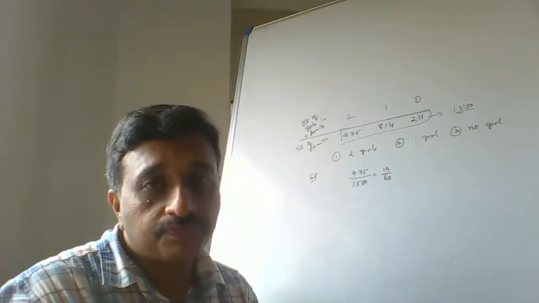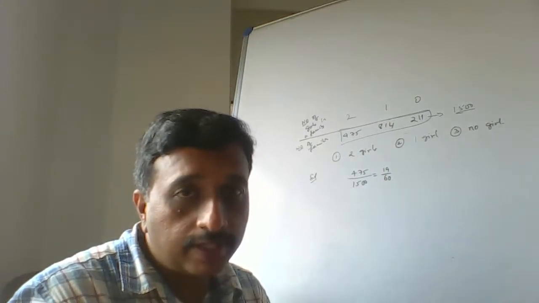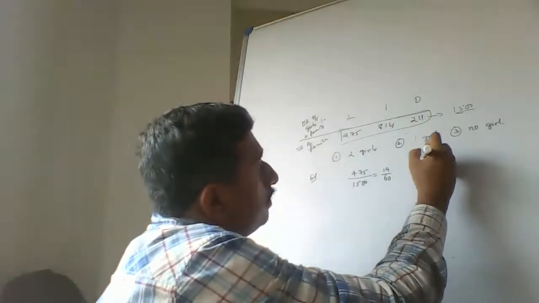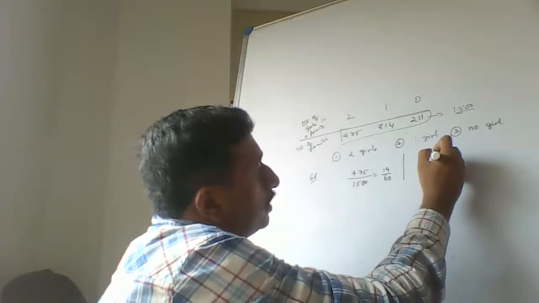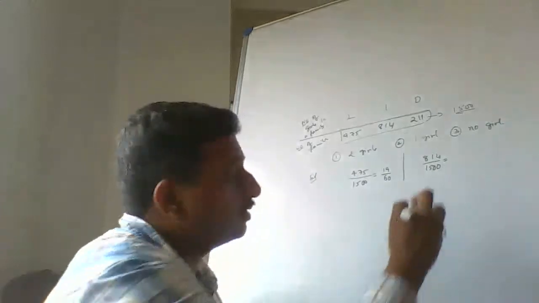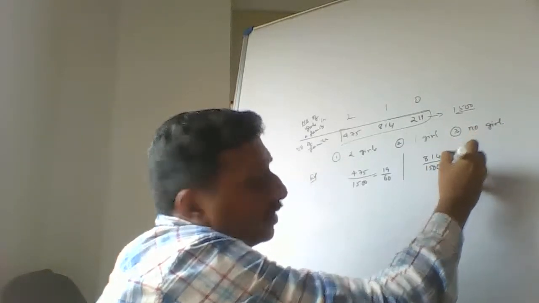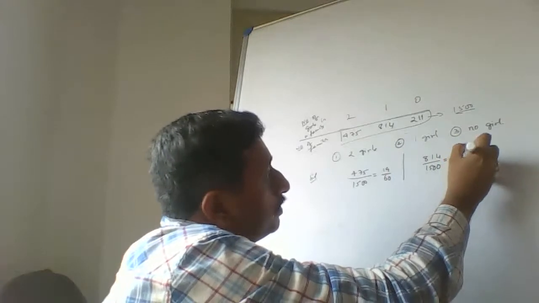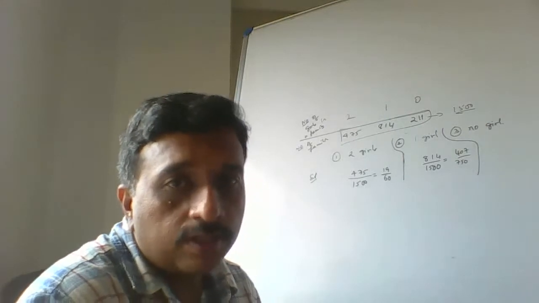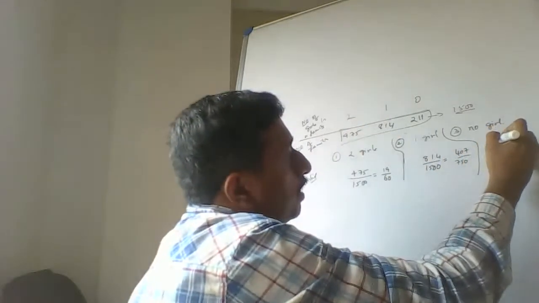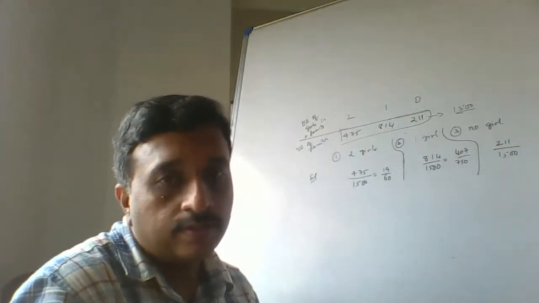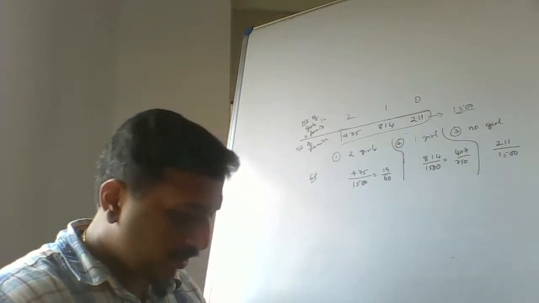Now let us concentrate on the second part of the problem. Again, this is also the same. You have one girl, that is 814 divided by 1500. If you compute it, you get 407 divided by 750. And no girls is 211 divided by 1500.